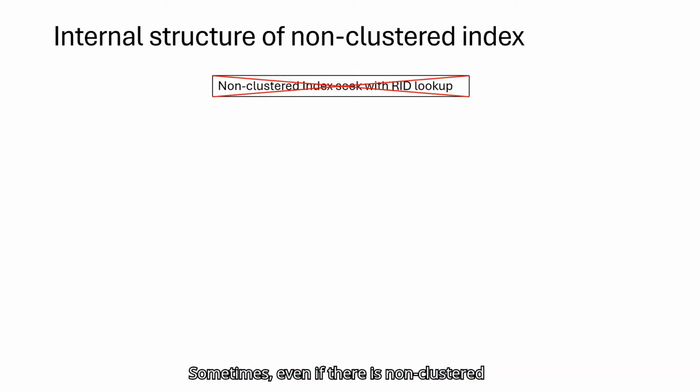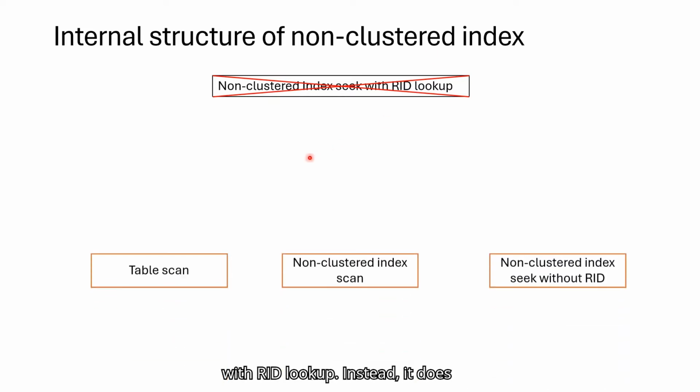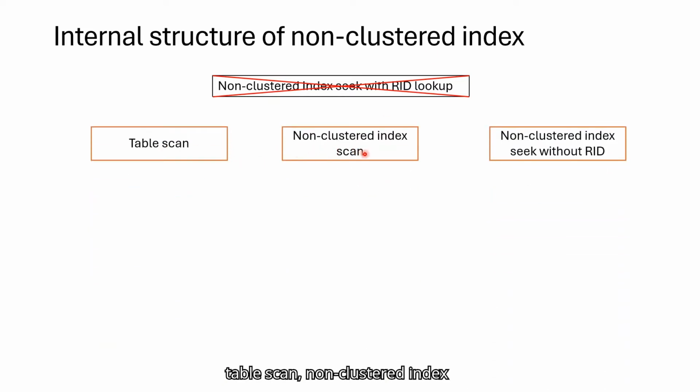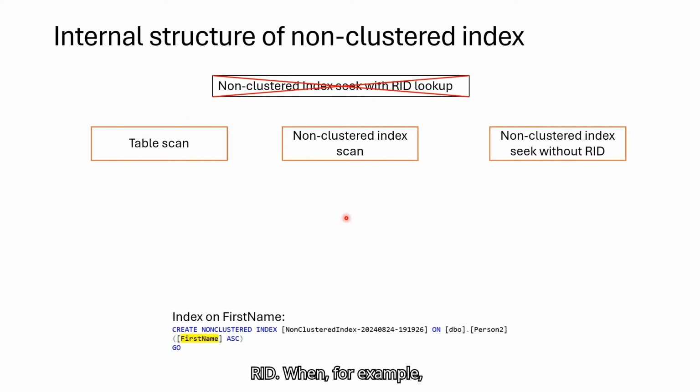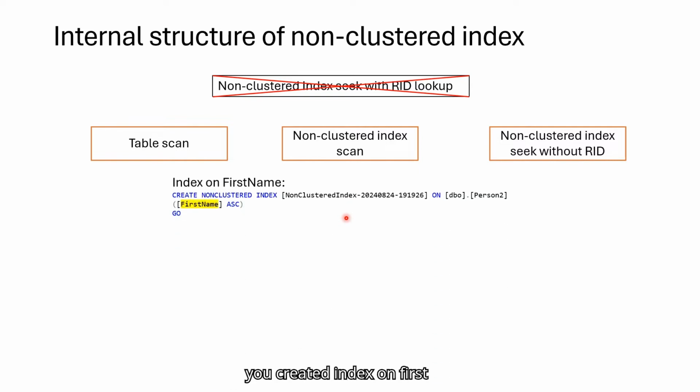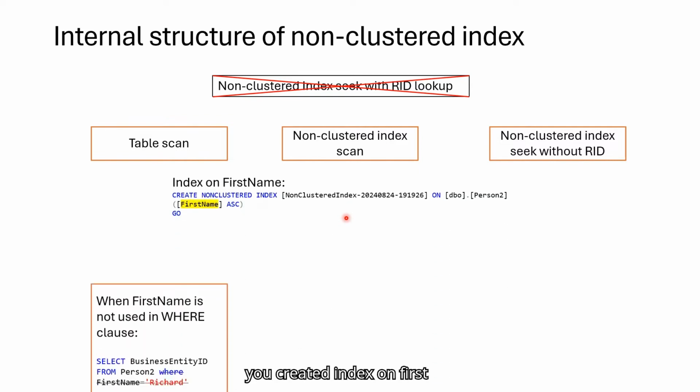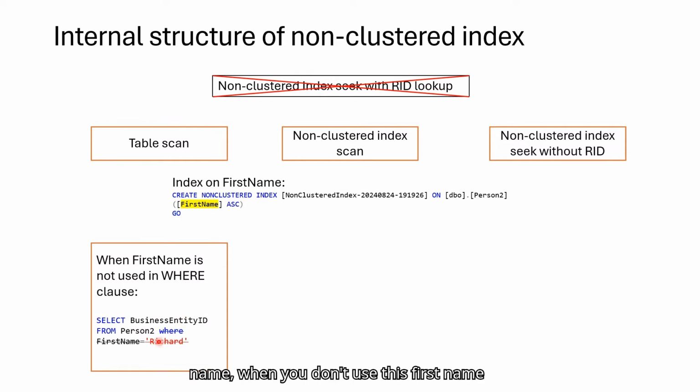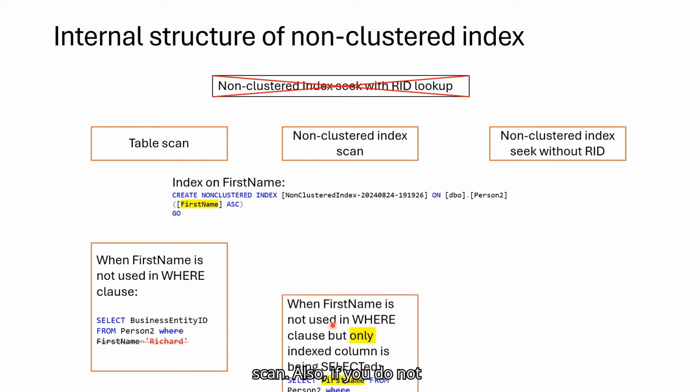Sometimes, even if there is non-clustered index, SQL Server does not do index seek with RID lookup. Instead, it does table scan, non-clustered index scan, or non-clustered index seek without RID. When? For example, you created index on the first name. When you don't use this first name column as predicate in where clause, SQL Server does not use non-clustered index. Instead, it just does table scan.